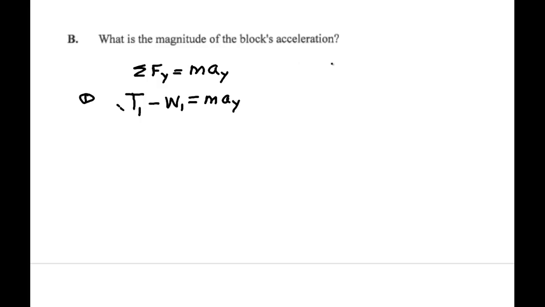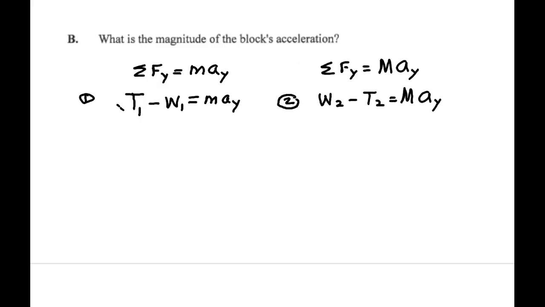For the second block, the sum of the forces in y is equal to big M a_y, and in that case I have W2 minus T2 is equal to big M a_y. And that's what we did the first time we hit pulleys, but what was different is because the pulleys had no mass, T1 and T2 were the same, and we just added these two together to eliminate the T's. We can't do that here. This T1 is different than that T2. So we have two equations, but we have 1, 2, 3 unknowns. We need another equation.